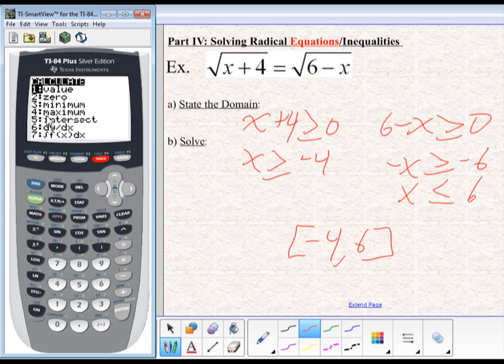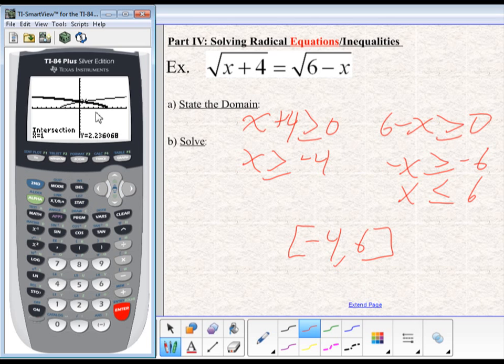So second calc, intersect, like we've done before. First curve is square root of x plus 4, that's y1. Second curve, y2, so I'm going to press enter to select those. My cursor is pretty close, so I'm just going to press enter for my guess. And we see that when x is 1, that's where they meet. So my solution to this equation then is x equals 1. And that is my answer.